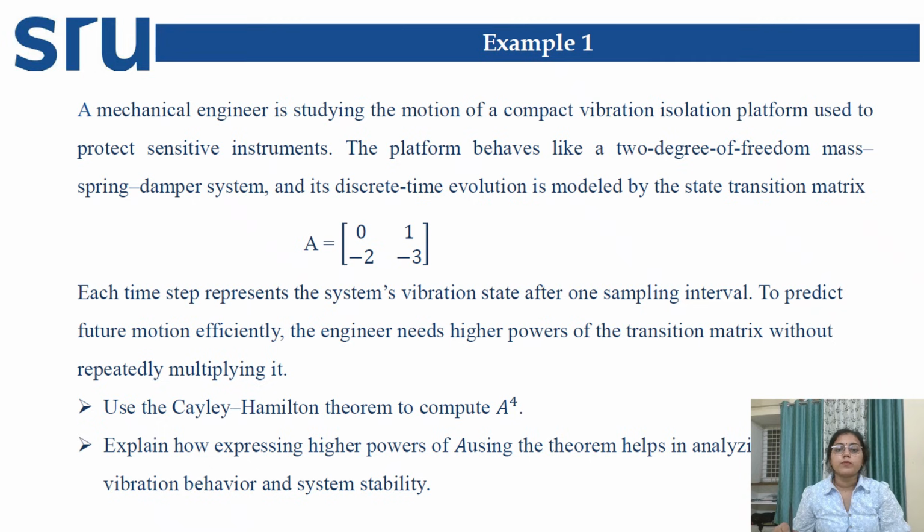Now this one is one more example. In this type of scenario based questions are coming into exam. So like this matrix A is given. This is a 2 cross 2 matrix, already given. Use the Cayley-Hamilton theorem to compute integral power of A to the power 4. Explain how expressing higher powers of A helps in analyzing system behavior and stability.